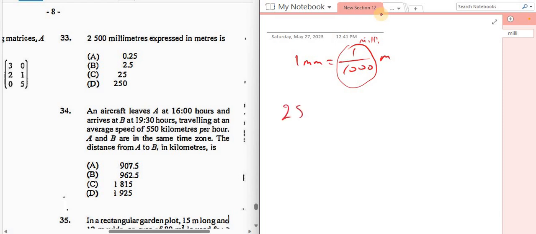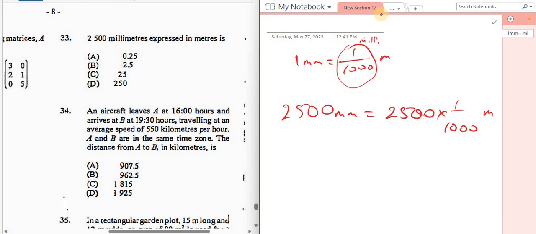So if we have 2,500 millimeters, what will it be? 2,500, right? Millimeters. So you're gonna divide by 1,000, right? So we're gonna multiply, so it's gonna be 2,500 times 1 over 1,000. And that will give us the corresponding meters. So what will the answer be?